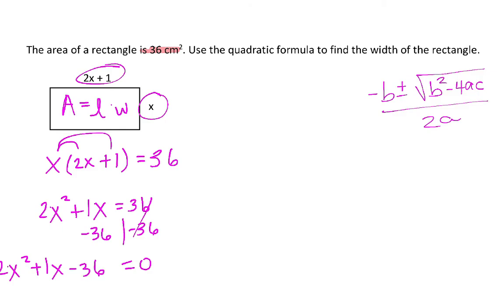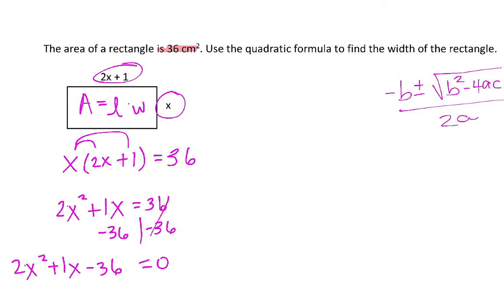And now that it's set equal to 0, I can identify my a, my b, and my c value. So the coefficient of my x squared is 2. That's my a value. The coefficient of x is a positive 1. That's my b value. And my constant, my number by itself, is a negative 36. That's my c value. Okay, so now I'm going to use these numbers to plug into the quadratic formula.